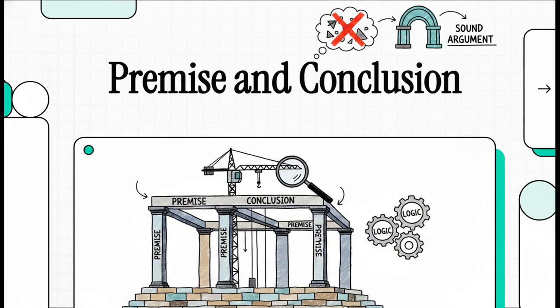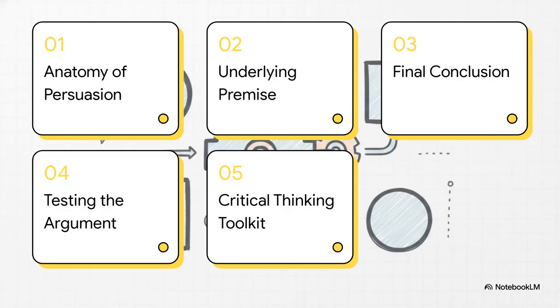You'll be able to look at absolutely any text, strip away all the fancy decoration, and see exactly how the author's logic is held together, or, as you'll see, why it sometimes completely falls apart. Okay, let's dive into this. Here's our roadmap for mastering reading comprehension today.